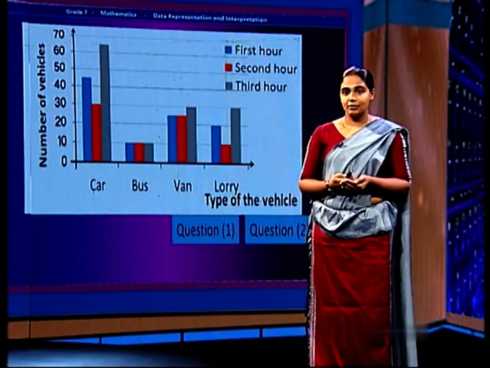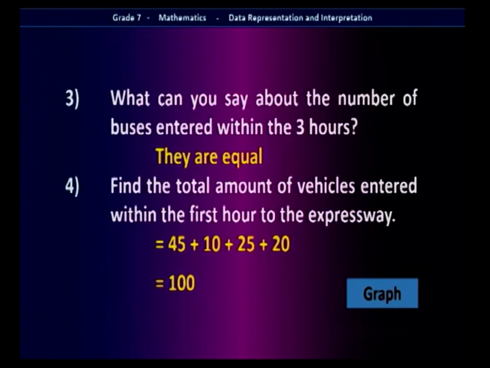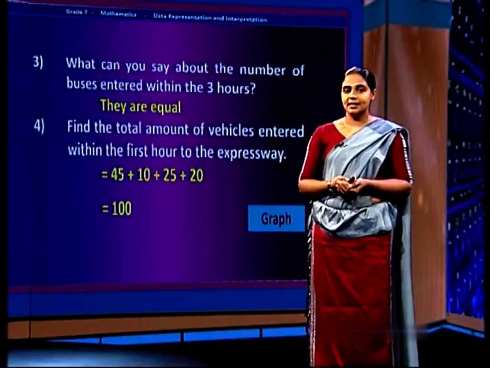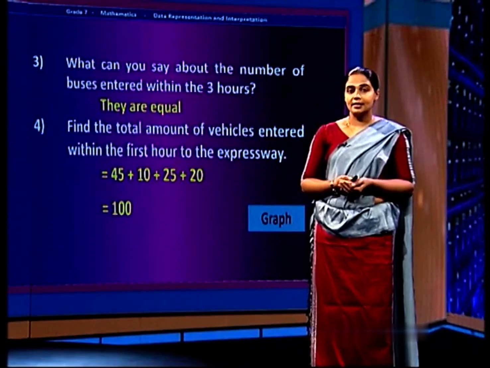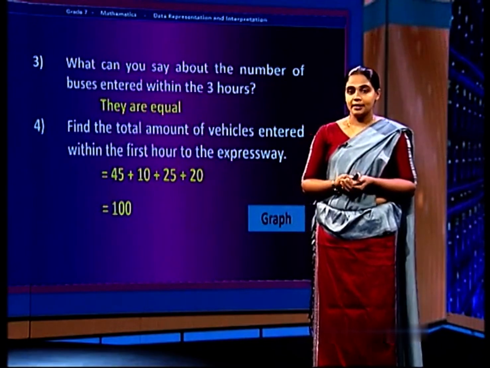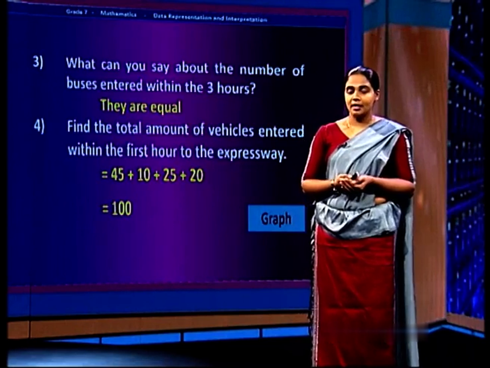Cars 45, bus 10, van 25, lorry 20. Now get the sum of them. 45 plus 10 plus 25 plus 20. Then the answer is 100. What is your answer? It is 100. My dear kids, I think all of you could understand it. We drew bar graphs. Our lesson is drawing bar graphs, also called column graphs.